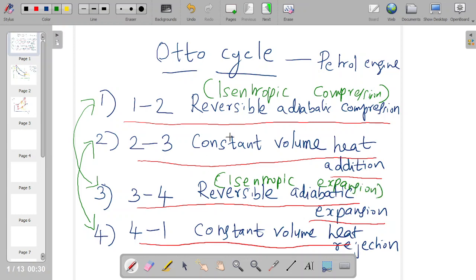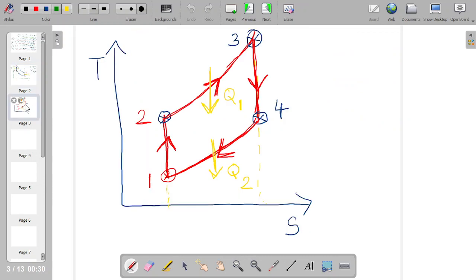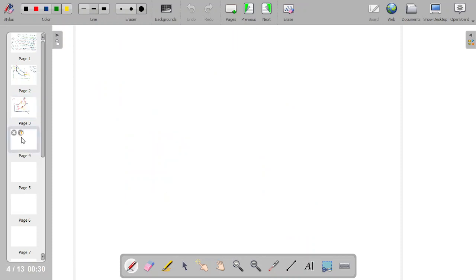So first we have to explain these 4 processes, then come to the PV diagram, mark Q1 and Q2, and come to the TS diagram again. Now we have to go for the derivation, that we have to derive the efficiency of the cycle. So we have to start from the basic equation.